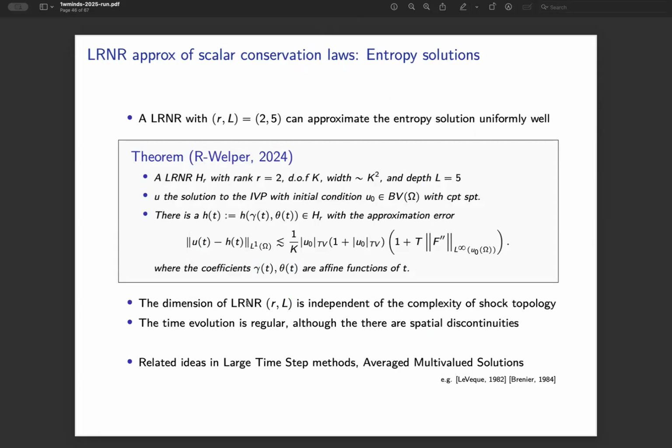So the dimension of the learner, r comma l equal to 2 comma 5, is independent of the complexity of the shock topology. So you can have as many shocks as you like, as complicated as you like. However, this dimension is not affected by that. And again, the time evolution is regular, although there are spatial discontinuities. So a lot of the information about the shock interaction has moved into the fixed portion of the learner, these basis parameters, and the time dependence is particularly simple. So in some ways, it has a lot of themes built into it that go back to the 80s. There are many papers, many different methods that were studied for solving scalar conservation laws, and methods like large time step methods or average multi-solution solutions, which were explored. Then there are some similar flavors that inspired this work.